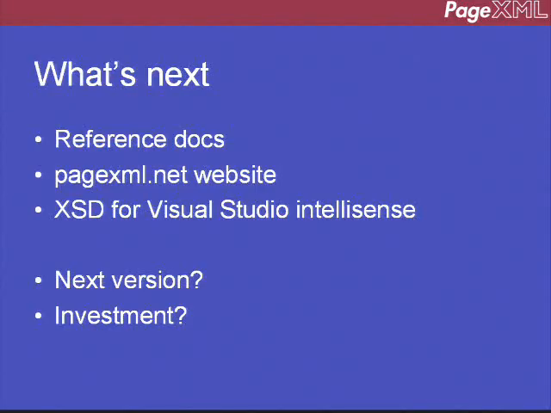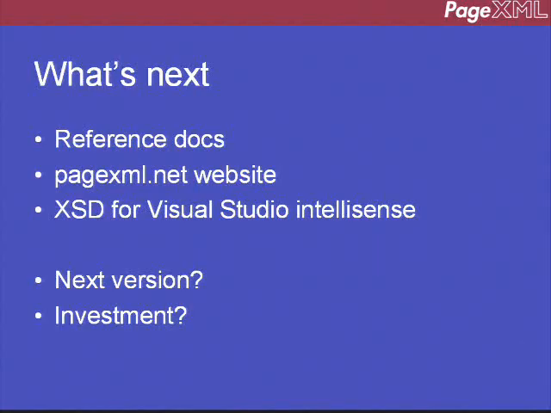Set up this PageXML.net website, and as it's XML, something we're looking forward to doing is the XSD, the XML schema for the language. Then we can put that into Visual Studio, and we'll get all the IntelliSense coming up. So when we write PageXML, it'll pop up in a box and tell us what elements we can type in.